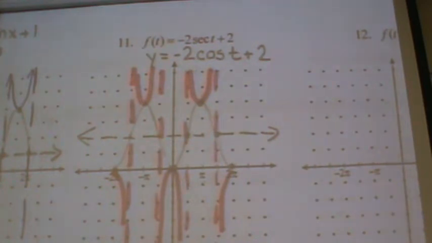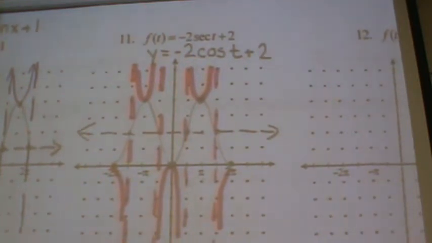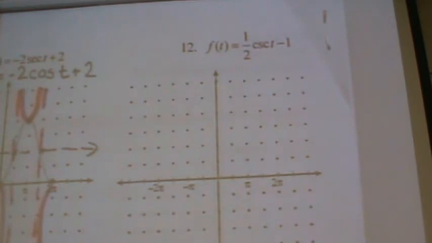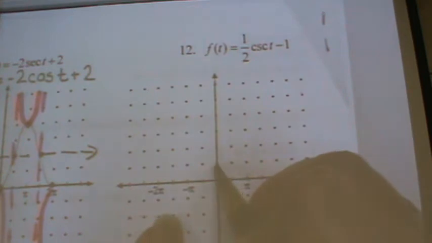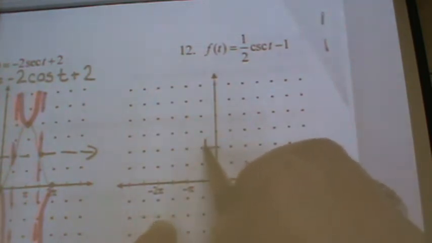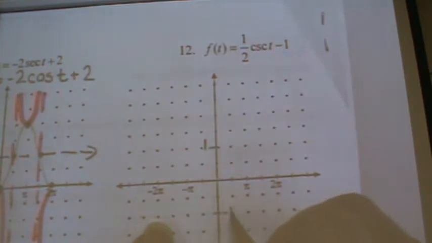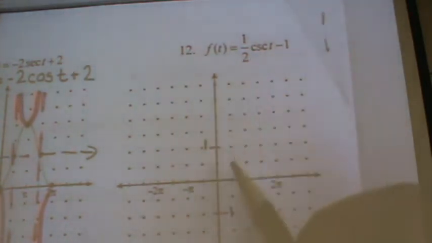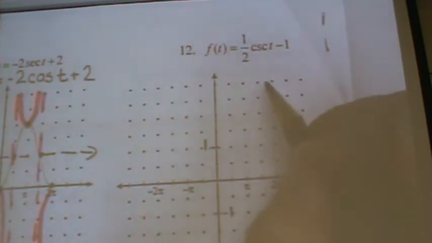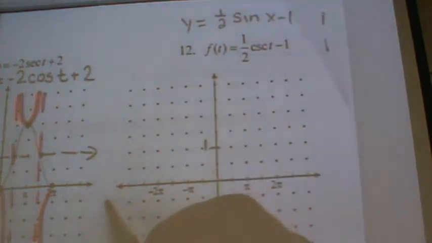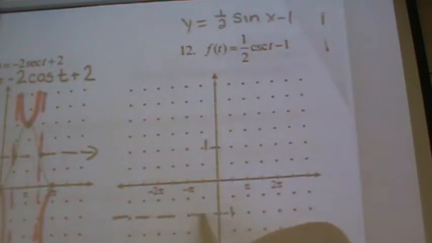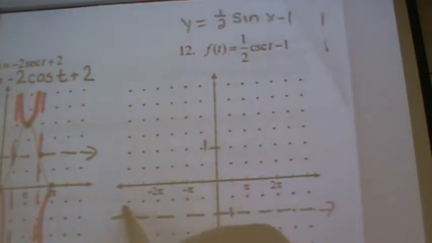Number 12. 1/2 sine. Okay, what would you do? I'm gonna change my scale. I'm gonna make these each go by halves. So in other words, this is 1, and this is -1 right here. Does that make sense? Because to do a half, it's too squishy. So what am I graphing? I'm actually graphing 1/2 sine x minus 1. So minus 1, which is this line right here, is your new x-axis.